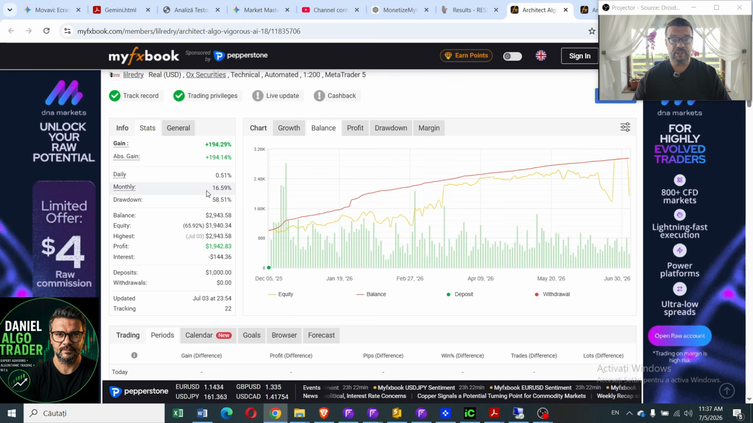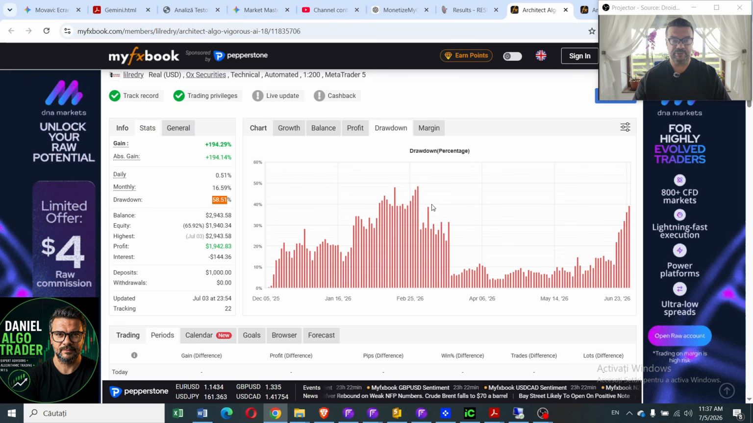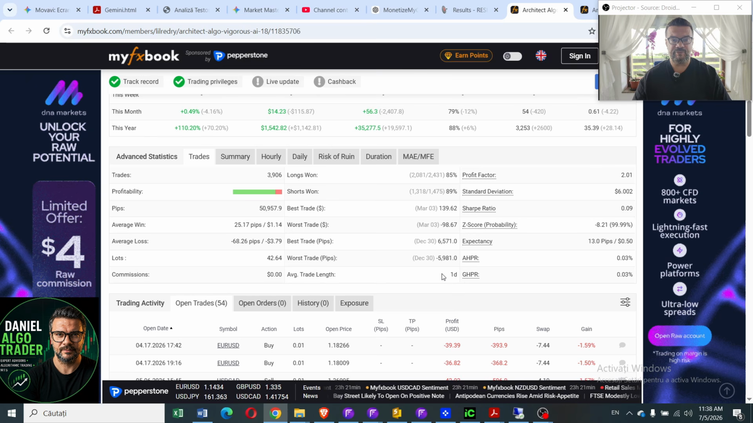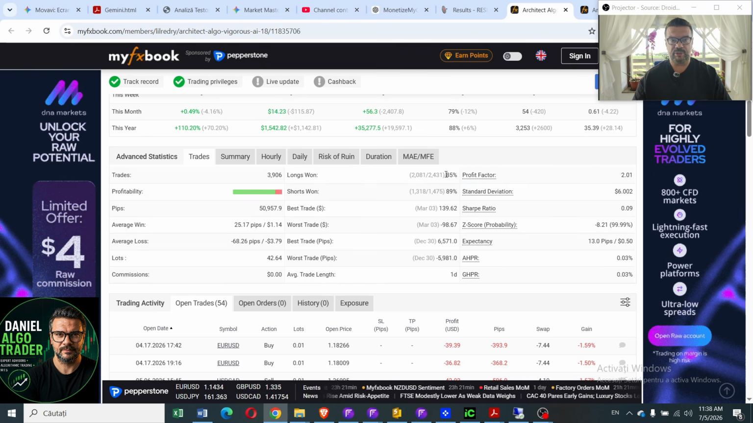Part of the job. The monthly profit is really high here, over 16% every month, but the drawdown is also quite high, 58%, as you can see in the drawdown statistic. And if I look at the summary, the average length is one day, the profit factor is 2.01, and the percentage of winning, longs 185, shorts 189, so they're quite good.